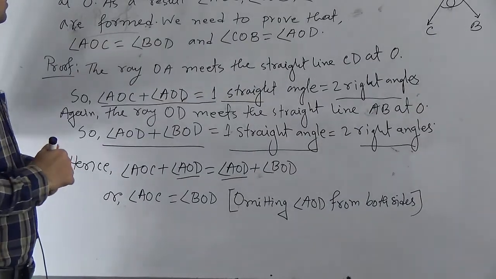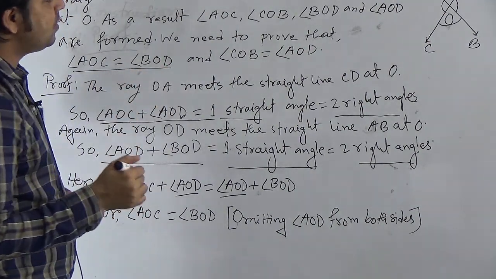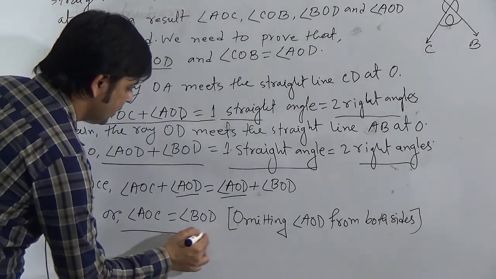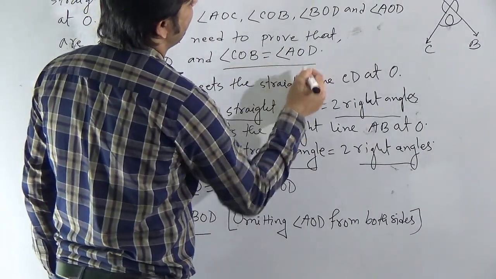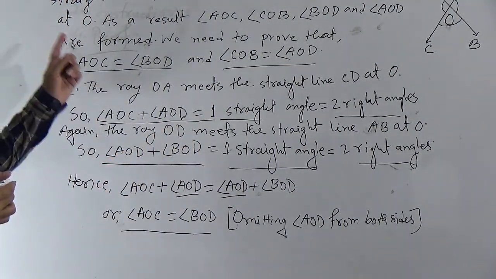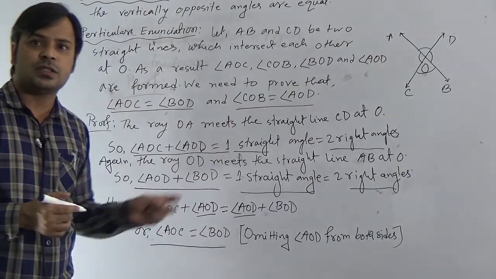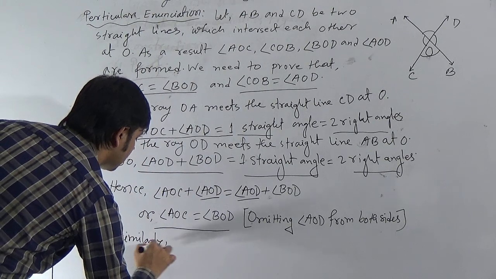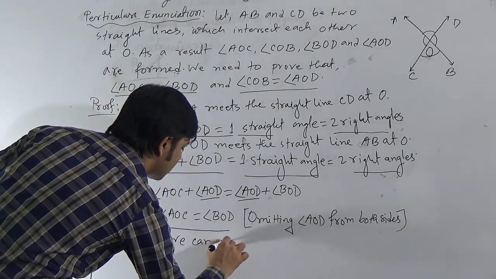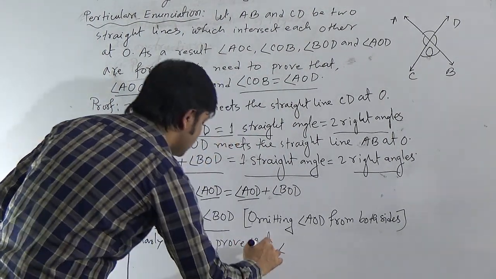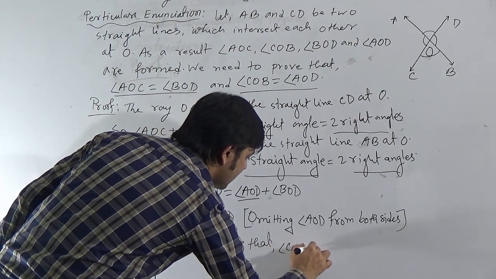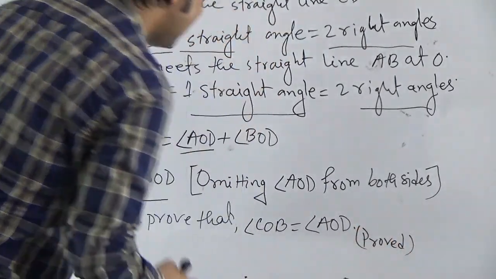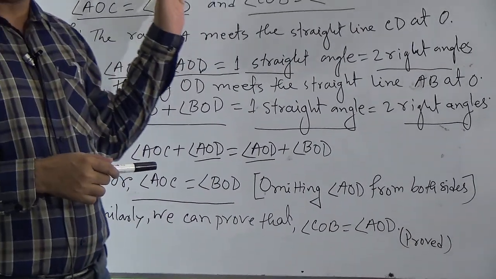Dear students, we needed to prove that angle AOC equals angle BOD. I have proved angle AOC equals angle BOD. And for the next two angles we need to prove angle COB equals angle AOD. In the same process, we can prove these two angles are equal, as these two angles are vertically opposite angles. So we can say similarly we can prove that angle COB is equal to angle AOD. Dear students, the proof of this theorem is done here.